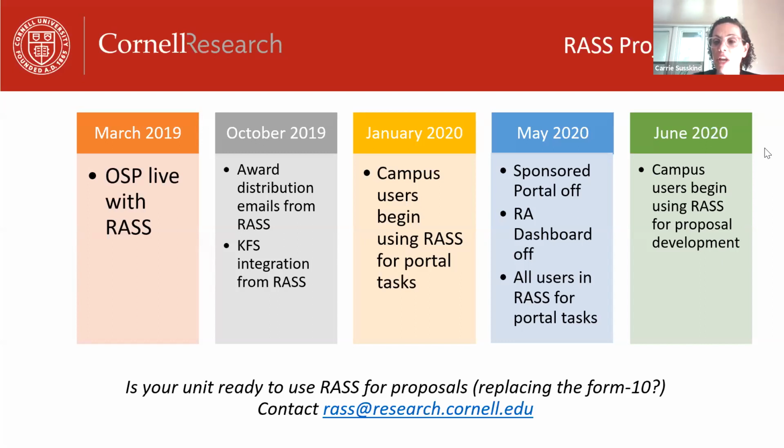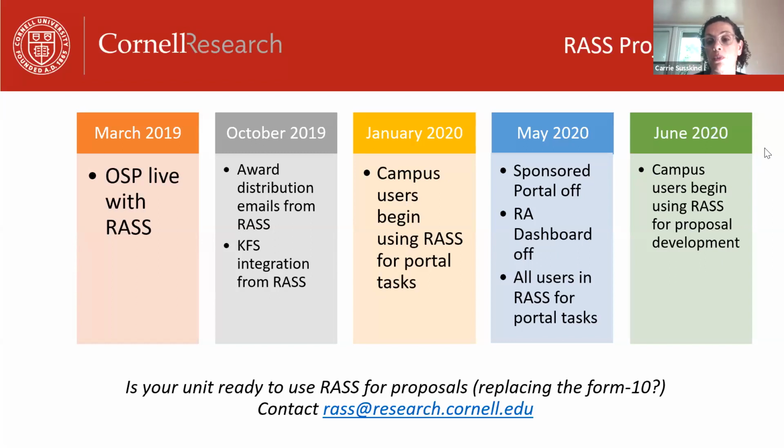Fast forward a little bit to January 2020, and that's when we began rolling out RASS to campus for the purpose of replacing the sponsored portal. So the common tasks that were done in the sponsored portal, campus users began using RASS to do those things. So think about change requests to an award, requesting a sub-award or initiating a sub-award, as well as some reporting out of the system. And we did that rollout from January until May 1st.